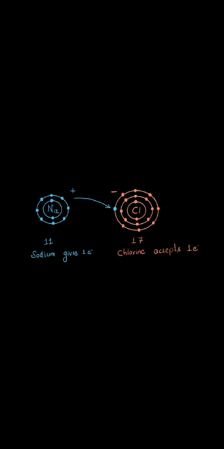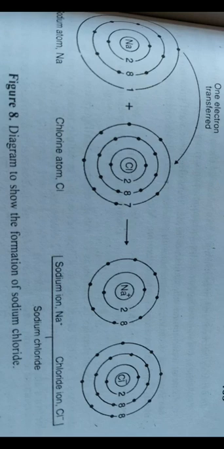When sodium reacts with chlorine, it transfers its one outermost electron to the chlorine atom. By losing one electron, the sodium atom forms a sodium ion, and by gaining one electron, the chlorine atom forms a chloride ion. Look at this diagram. This diagram shows the formation of sodium chloride. Thus, you can see that sodium chloride is an ionic compound and contains an ionic bond. But it should be noted that in the formation of the ionic bond, the reacting atoms achieve the inert gas electronic configuration by the transfer of electrons.